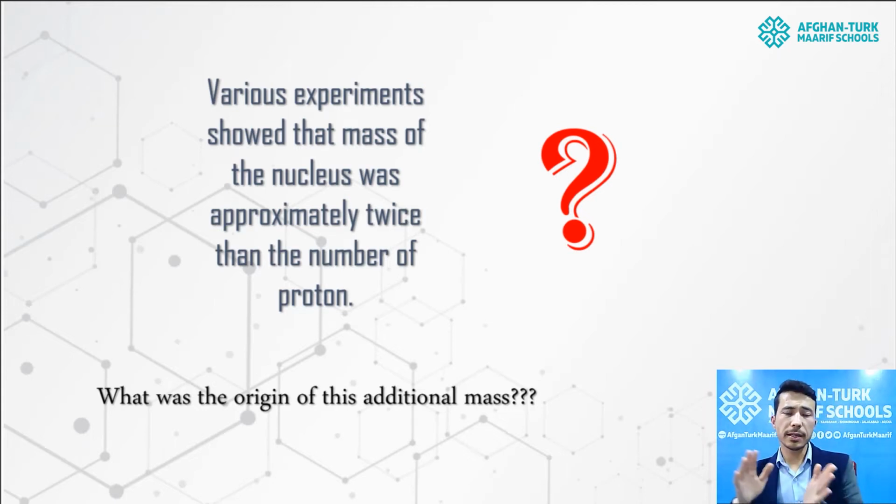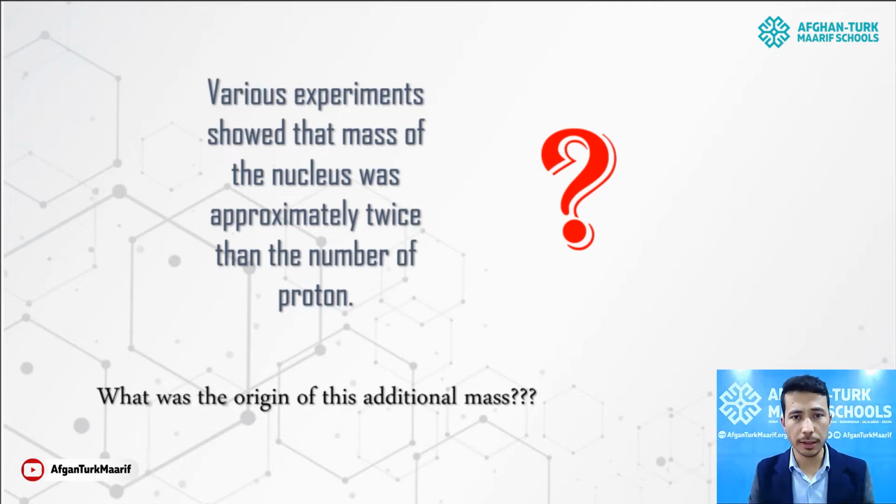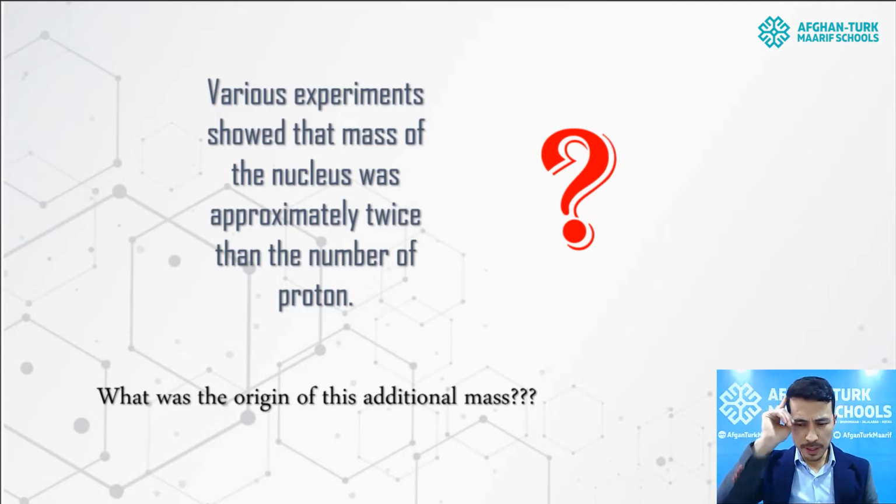Then some scientists did some experiments. They were trying to find out this additional mass. For example, the mass of an atom was twice the mass of the protons. No one knew what else is inside the nucleus except proton. But there were some predictions that there's something else which has no charge, but its mass is equal to the mass of proton. But no one was able to prove it with the help of experiment. Who did prove it with the help of experiment? Do you guys remember? Yes, none other than James Chadwick.